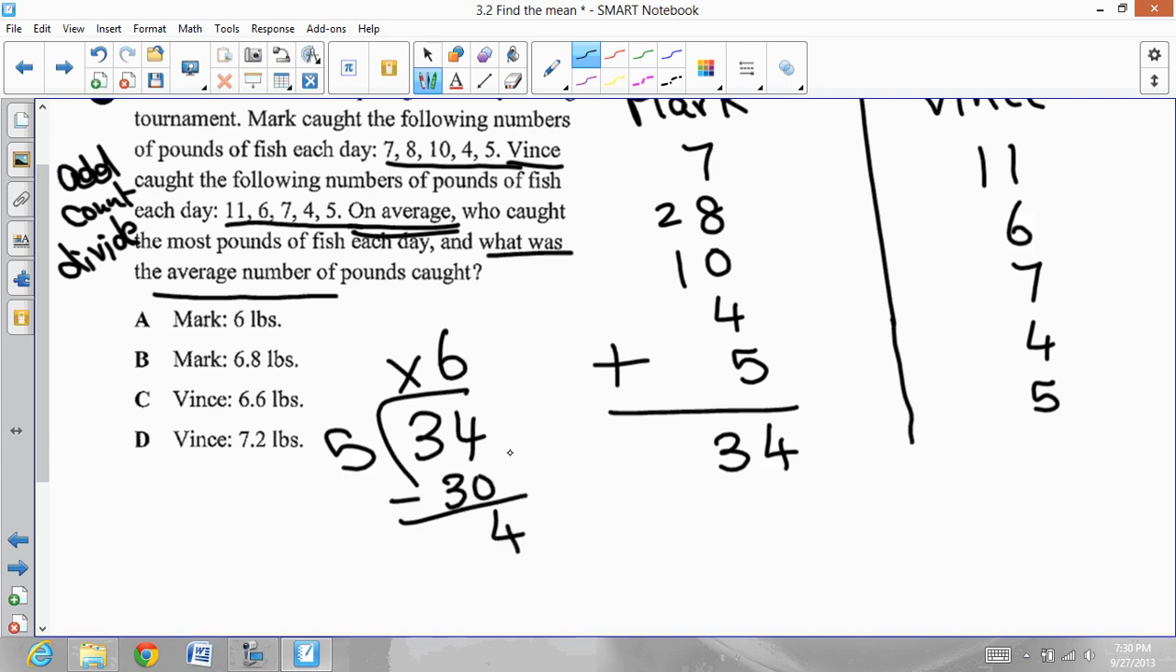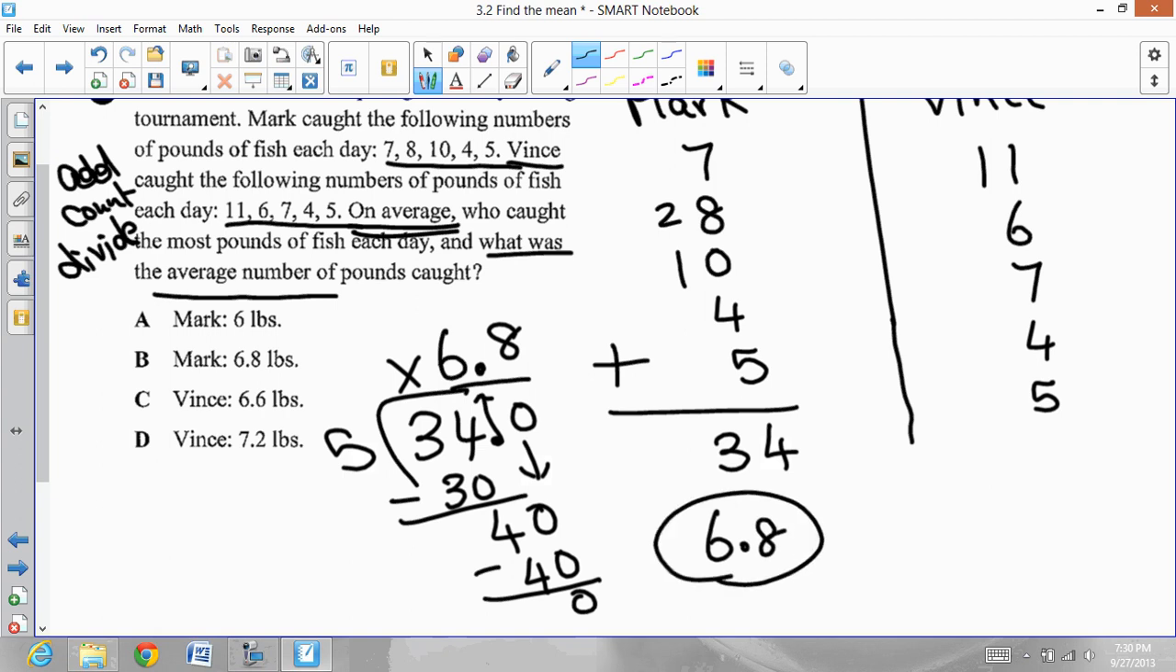Now remember, you want to finish the division. Look at all the answer choices. They are all in decimal. So let's put a decimal point. Bring the decimal point straight up and add a 0 inside the shelter. Bring the 0 down. 40 divided by 5 is 8, because 8 times 5 is 40. So Mark's average came to be 6.8.